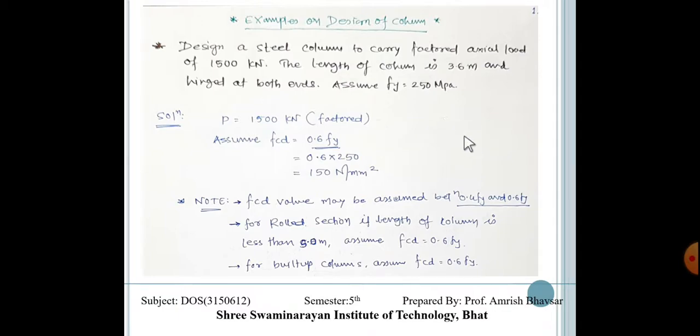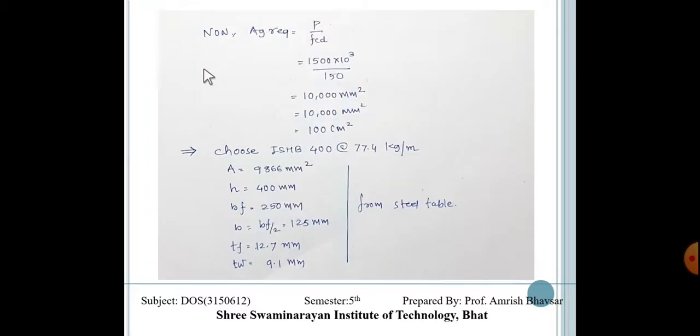Now we have to find out the required area, and that required area is equal to P upon FCD. This is our equation that is given on page number 34 of IS 800. So from here we will get the required area, that is 10,000 mm square. So it is almost 100 centimeter square.